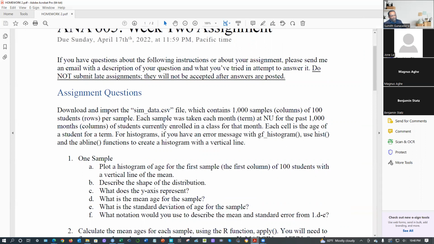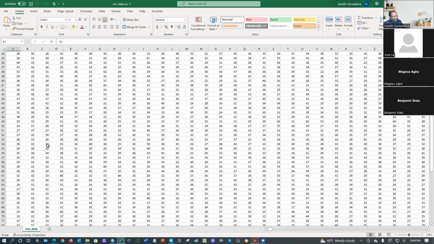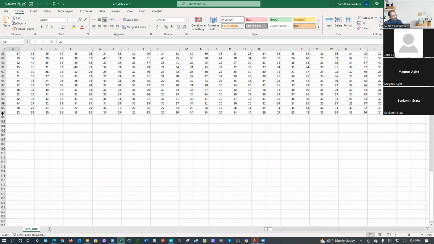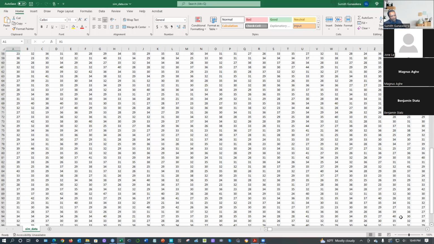Anyhow, this is one sample, another sample, third sample, fourth sample. And how many students in each sample? Not 24 in this case, not 157 like in the thumb example. Fingers example, 157. Die roll, we have only 24 rolls. Those 24 rolls are one sample, but it's been done 1,000 times. Here, 100 students, age being recorded for 1,000 samples.